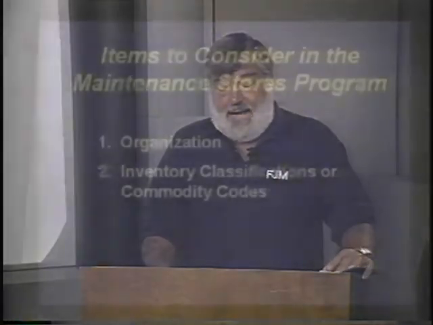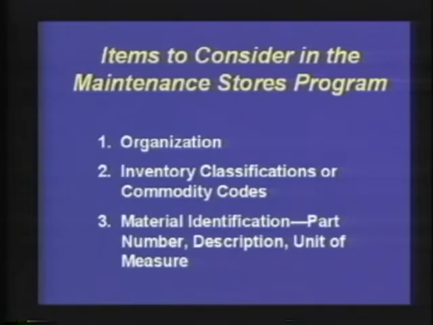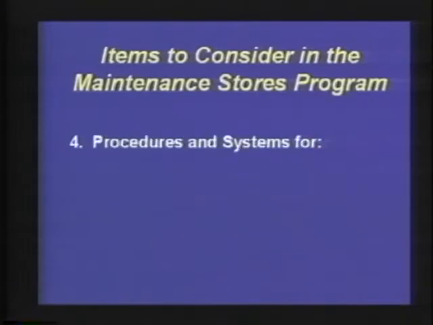We must have, if we want to keep track of the inventory investment in stores, by inventory classification and then also by commodity code. And the commodity code, if you remember, is the first 2 digits, the first field of the spare part numbering program. Item 3 is the material identification, which would include the part number, its description, and unit of measure.